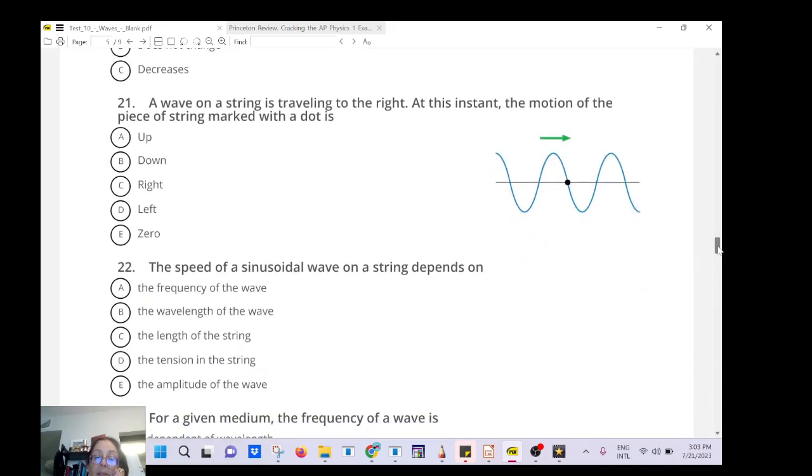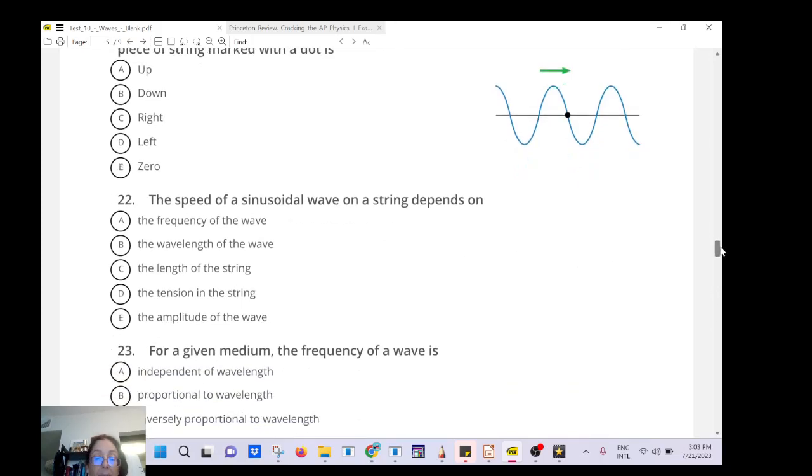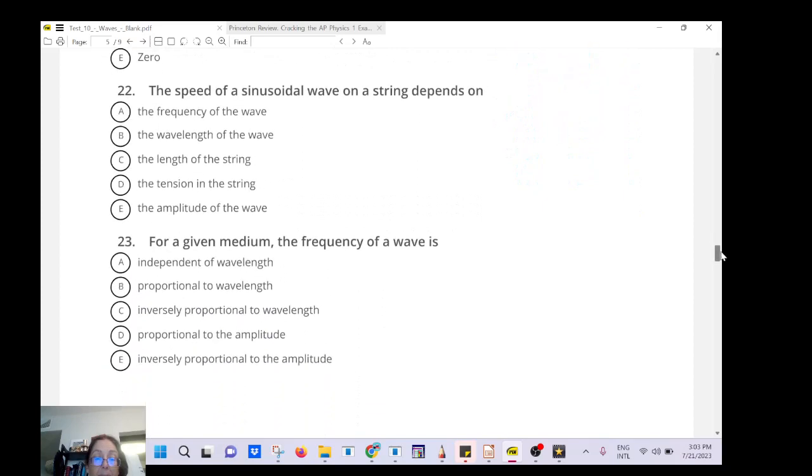The speed of the wave depends on the tension. The speed of the wave only depends on the tension. So the frequency of a wave, for a given medium, you have to be very careful with the wording.